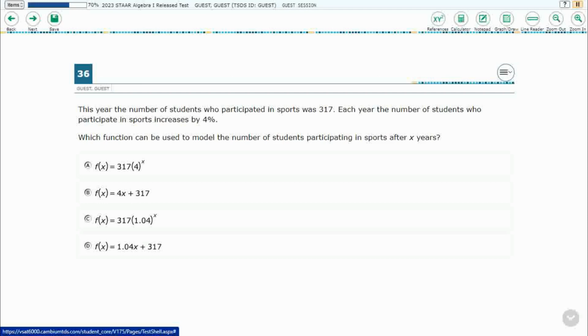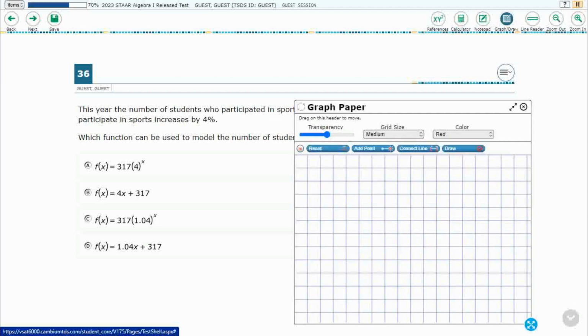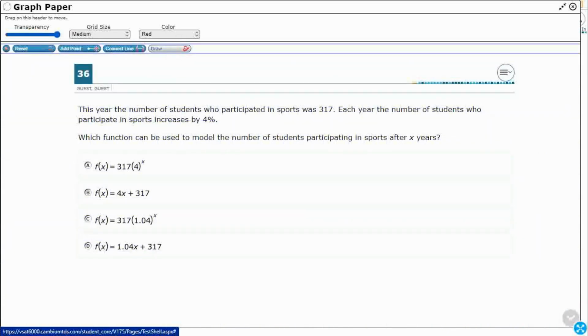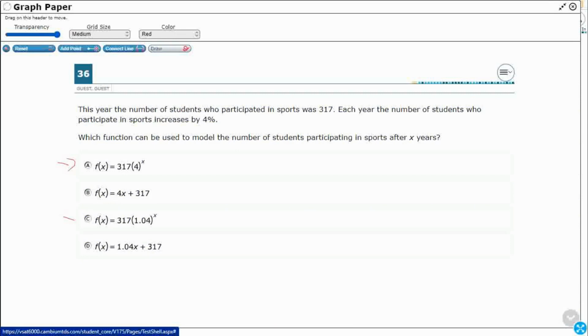So we have the number of students who participated in sports was 317. It's increasing by 4%. And so we need to find a function that models that. Now, take a look at what we've got here. We actually have a mix. So I want to call this out because we're not going to find much help for it in our reference materials. But we should notice that both the answer selections A and C are exponential.